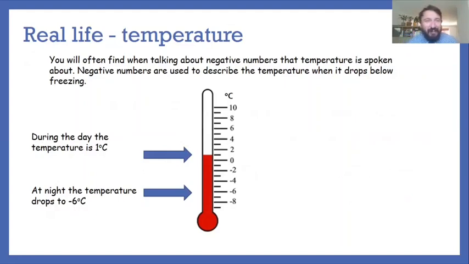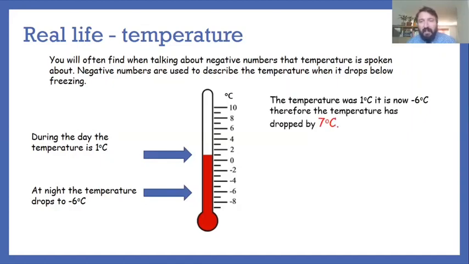Okay, real life temperature. You often find when talking about negative numbers that temperature is spoken about. Negative numbers are used to describe the temperature when it drops below freezing. Let's have a look at this. During the day, the temperature is 1 degree. At night, the temperature drops to -6. So the temperature was 1 and is now -6.